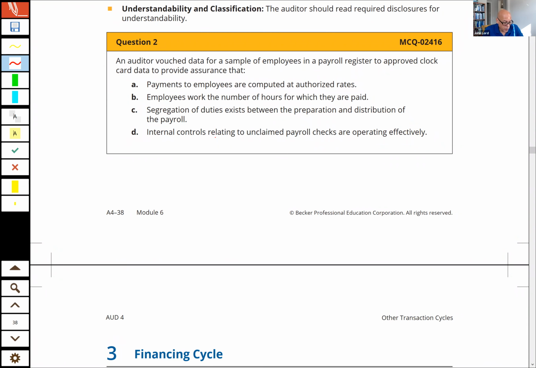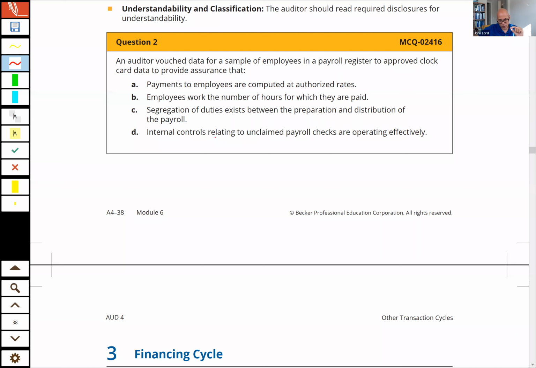Okay. So it says an auditor vouched data for a sample of employees in the payroll register. So you have a payroll register, and the payroll register says this is the amount of hours that people work. This is what they make per hour. This is what we were supposed to pay them, their gross pay. And so the auditor took a sample of people from that payroll register and then looked to see that they punched a time clock.